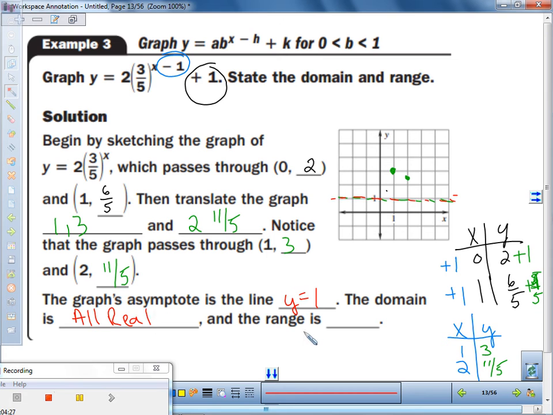Now the range: what's the lowest thing y could ever be? The smallest thing y can be is 1. Well, it can't actually be 1, so y is going to be greater than 1. Then we'll draw our graph. We're going to cross here and then go up. It should be a little bit smoother. But the biggest thing is it never crosses 1.